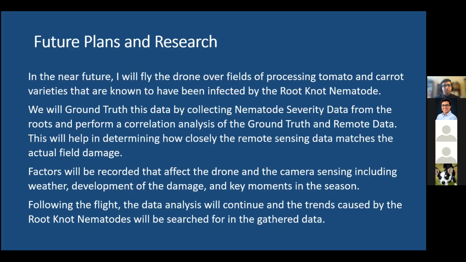So factors that will be recorded that affect the drone may include something like weather. If you are shining a wavelength through the camera onto the field, you need a lot of sunlight. You know, if it's raining, if it's overcast, it's very difficult to actually get a good image.